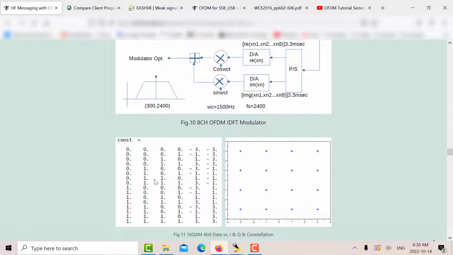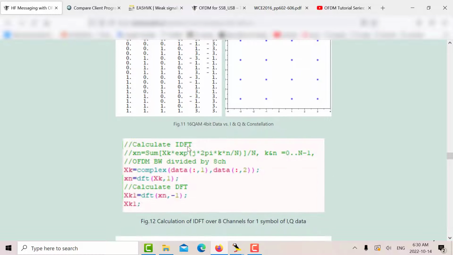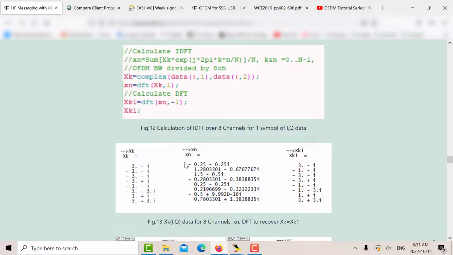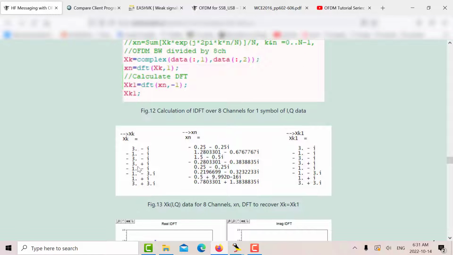There's my 16 QAM constellation. It's not gray coded. So that's the input 4-bit patterns, and those are the I and the Q samples. That's I and the Q. So for instance, in channel 2, the second symbol, I think, was -1, so that represented 5 or 0101. There's the constellation for the 16 QAM. This is my IDFT code. So those are my 8 channels of I and Q data.